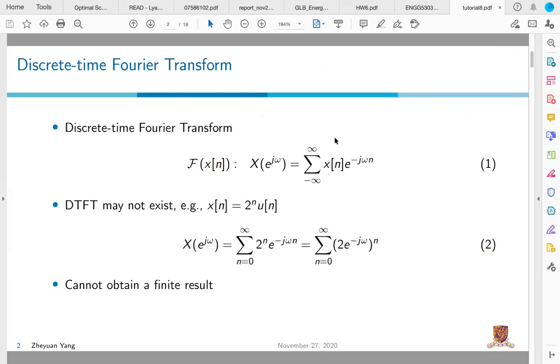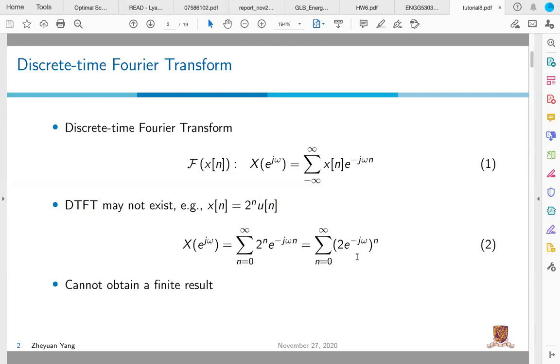The formula is equal to the sum from minus infinity to infinity x[n] times e to the power minus j omega n. However, we have seen in the lecture, the DTFT may not exist, for example, in the case of x[n] equal to 2 to the power n u[n]. This is an unstable signal because the sequence diverges. So when we calculate the DTFT, we have equation 2 here.